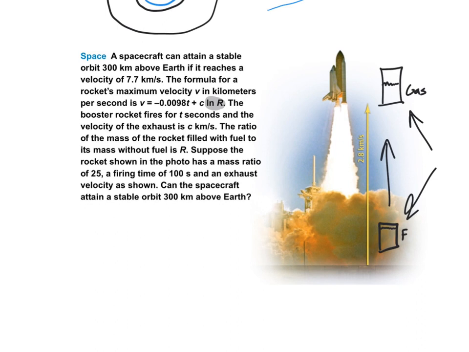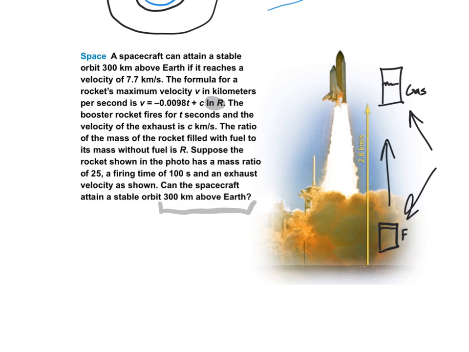Suppose the rocket shown in the photo has a mass ratio of 25, a firing time of 100 seconds, and an exhaust velocity as shown. Can the spacecraft attain a stable orbit 300 kilometers above Earth? So that may seem very complicated, but all we're going to be doing here is replacing values in our equation with what they tell us. And here's how we need to do it. Let's just break it down piece by piece. We're trying to answer, can it attain stable orbit of 300 kilometers above Earth?